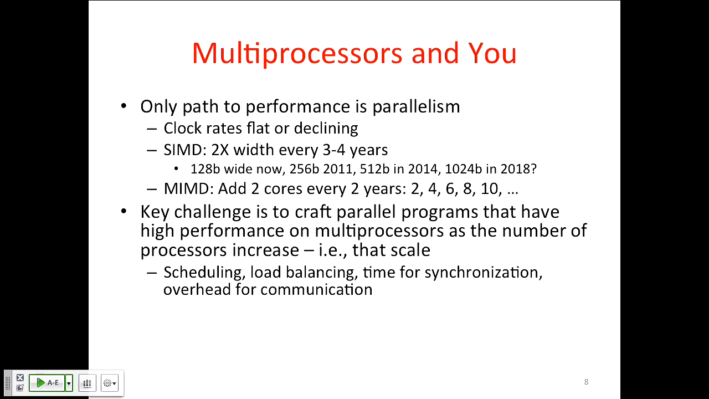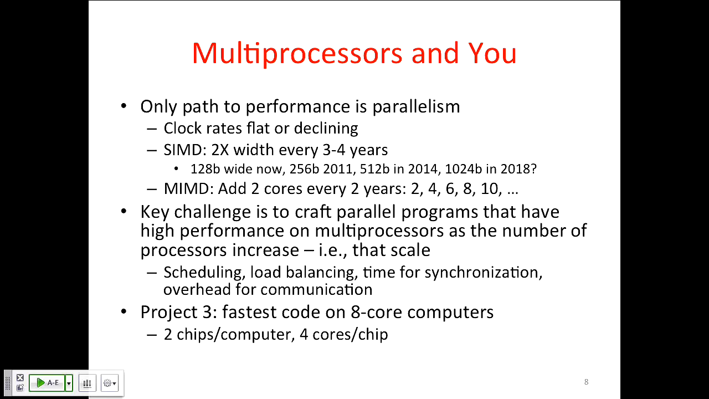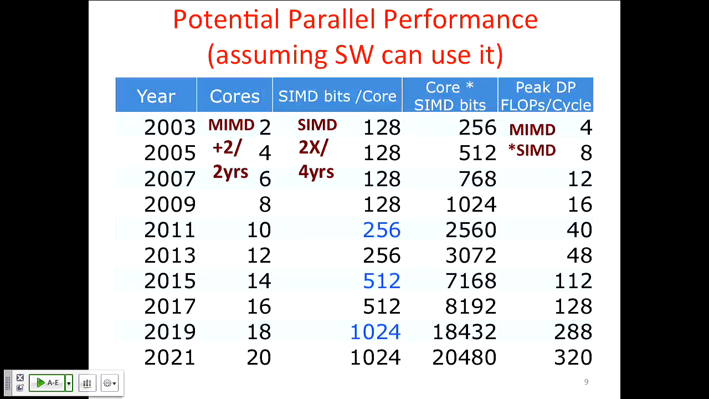So let's take a look at, for project 3 you'll be trying to write the fastest code on an 8-core computer that has SIMD extensions. That'll be your project. But if you take a look at what's happening in the industry, this is partly reality and partly projection. What's happening over time is the number of cores on a chip is going up slowly. It's about 2 every year, an arithmetic progression. But the SIMD width, which is how wide SIMD work you can do in every clock cycle, has been doubling every few years, right? So we're right around here, 2015, on the order of 14, 16 cores on a die.